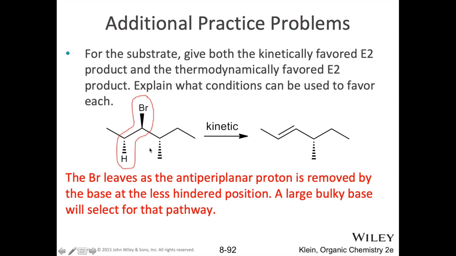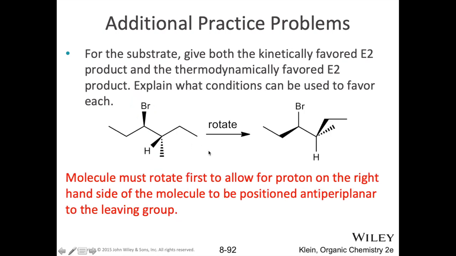Okay, so here, like I said, that kinetic product is where this proton is easier to pluck off because there's no methyl group in the way. In this case, we're going to remove this hydrogen, which is this proton next to a methyl group, so you use a smaller base for this.